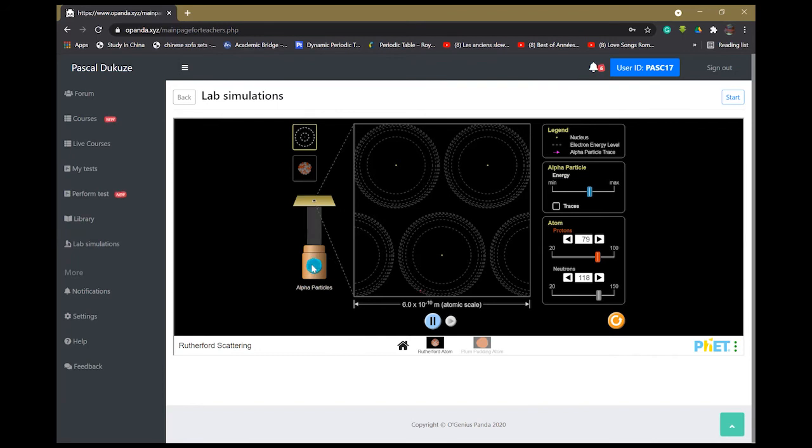We hit on the blue button and then the alpha particles start to move. You can see here we have the traces. Now you can see something very unusual, which we didn't observe in the experiment with the plum pudding atom. You can see that some of the alpha particles are being deflected from their path, but the majority of these particles are going straight.